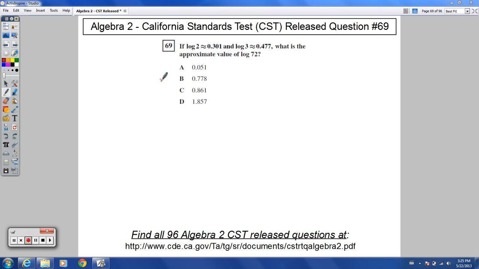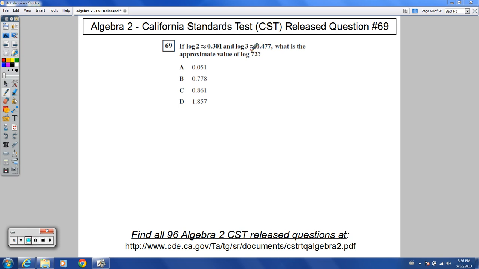Welcome to Algebra 2 CST release question number 69. Here's what it says. If log 2, and this is going to be log base 10 of 2. If it's not written in there, we assume it's log base 10. So log base 10 of 2 is approximately 0.301. Log base 10 of 3 is approximately 0.477. What is the approximate value of log 72?